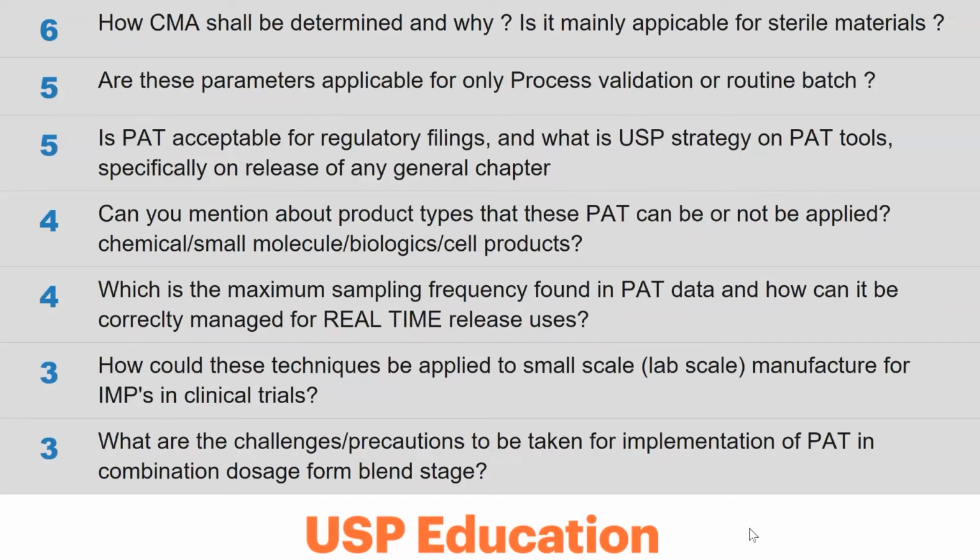How CMA shall be determined and why? Is it mainly applicable for sterile materials? I'm not sure what CMA is referring to. I'm guessing maybe it's CQA, and that can be a complicated question. Mainly applicable to sterile materials? Yeah, again, I'm not clear what that question is. What CMAs? I'm guessing maybe it's CQAs.